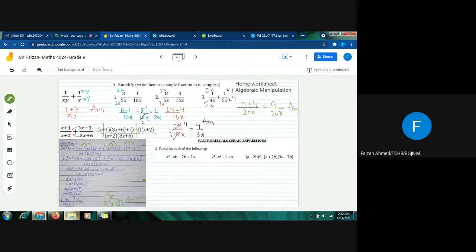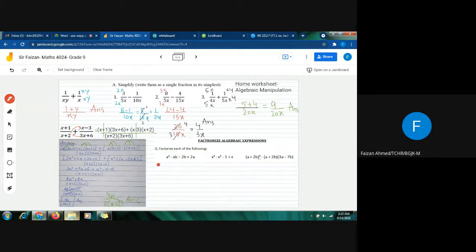So moving on to the next worksheet, which was factorization. So we have three questions from that worksheet. In the first question, we have four terms: a square minus ab minus 2b plus 2a. So before factorizing it, we know that in order to factorize, the most common method is to take common, and we cannot apply identity. There is no identity like this, and again, we cannot apply the middle term breaking method. So we are going with the common method.